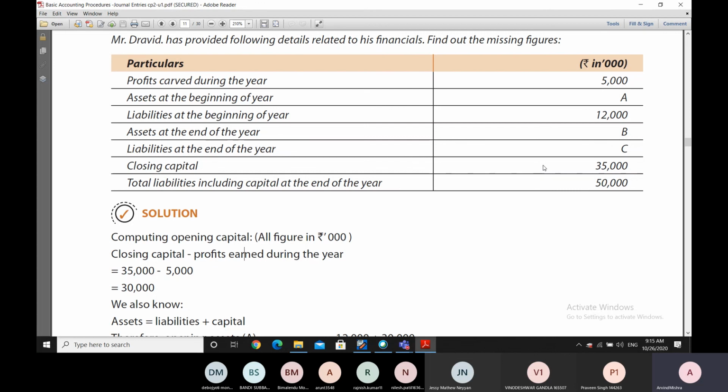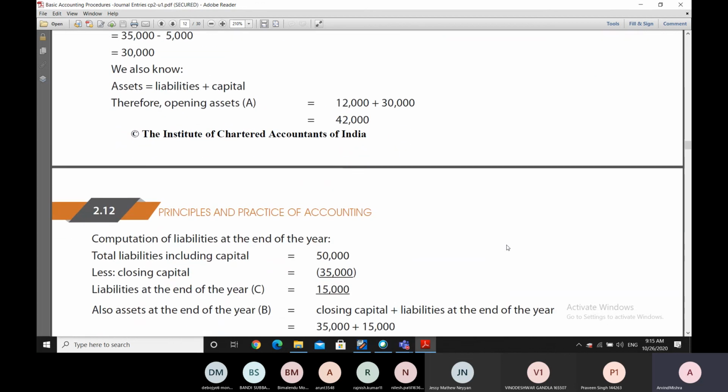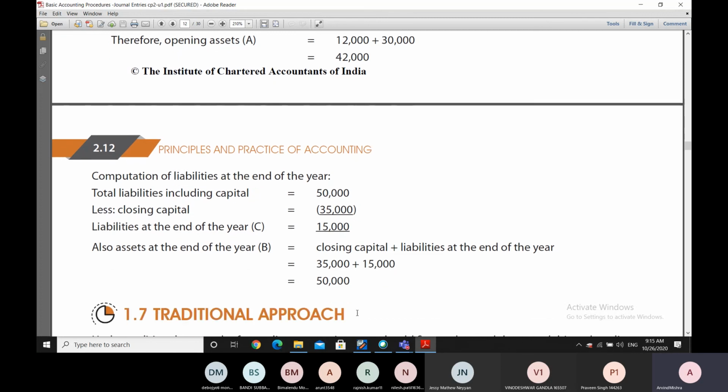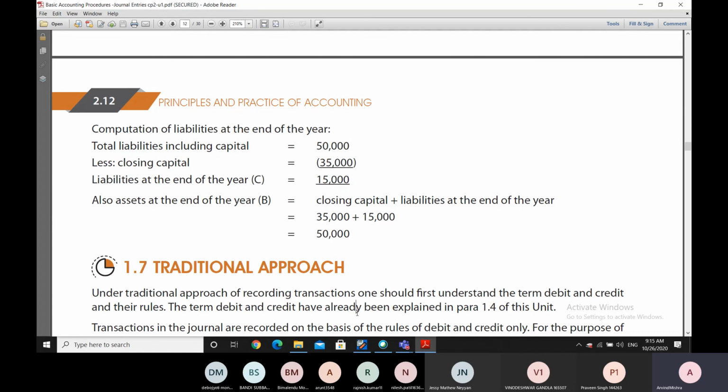So just to calculate the liabilities at the end of the year, we have the total liabilities including capital 50,000 and we have the closing capital 35,000. We just reduce the closing capital from the total of the liabilities including capital and we get the liabilities at the end of the year, which is 15,000. And if you want to have the assets, we have already got the assets as 50,000 because that is equal to the closing capital plus the closing liabilities which are already given. Now this was the accounting equation approach to prepare the balance sheet and to write the accounts.